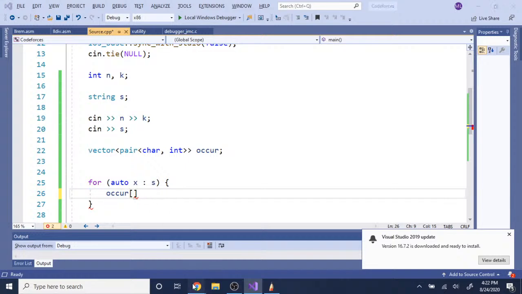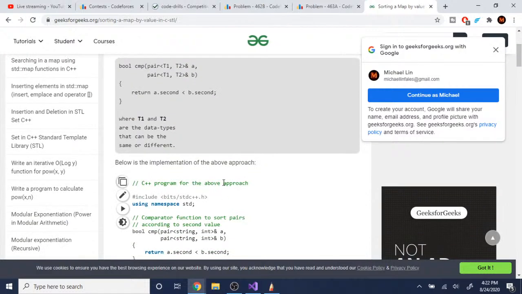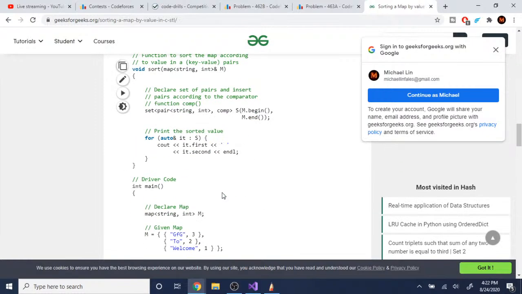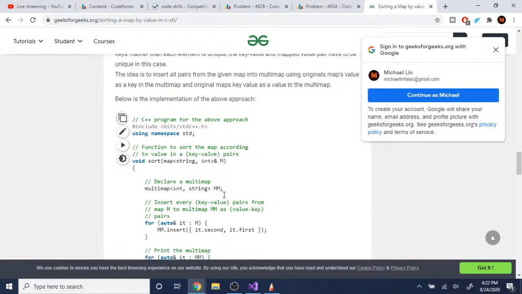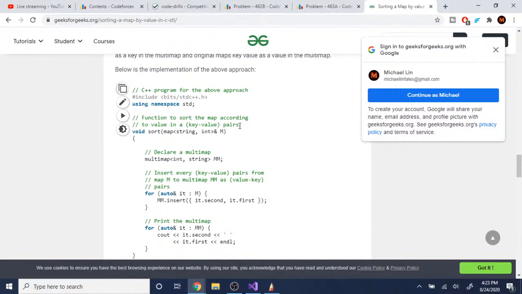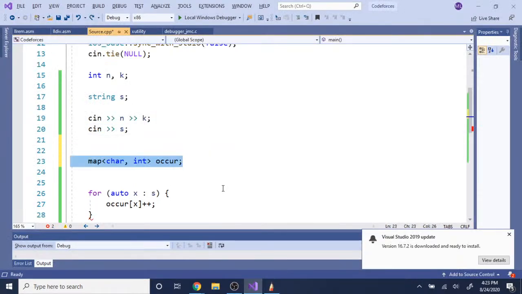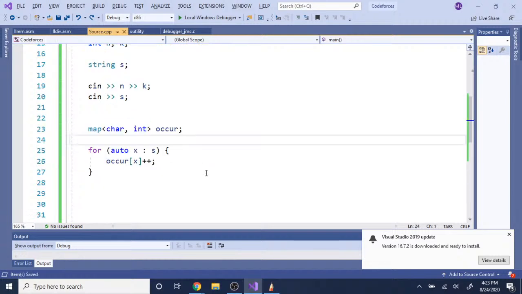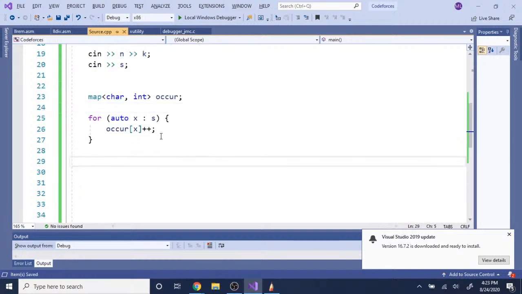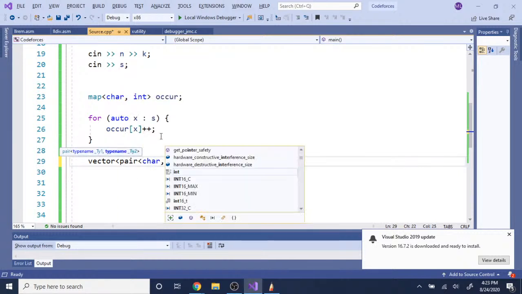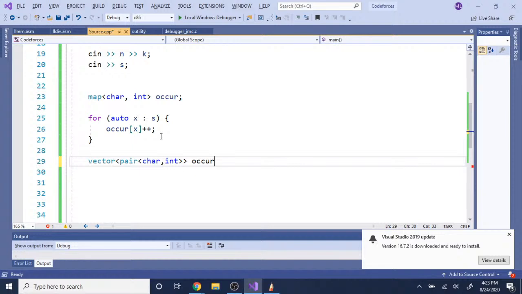Okay, hold up. Oh boy. Okay, you know what? I've got a better idea. We're going to put it in a map and then convert it into a pair. So now I can go through the map and just push the pair into another vector of pairs. Occur sort. Okay, I put it in like that.